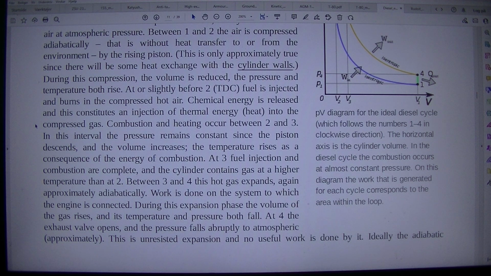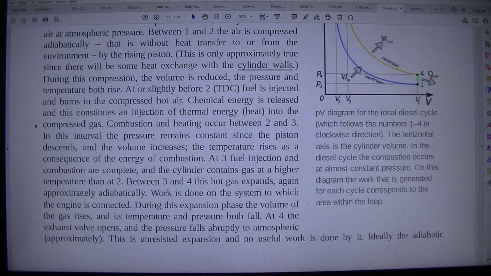Between 3 and 4, this hot gas expands, again approximately adiabatically. Work is done on the system to which the engine is connected. During this expansion phase, the volume of gas rises, and its temperature and pressure both fall. At 4, the exhaust valve opens, and the pressure falls abruptly to approximately atmospheric.